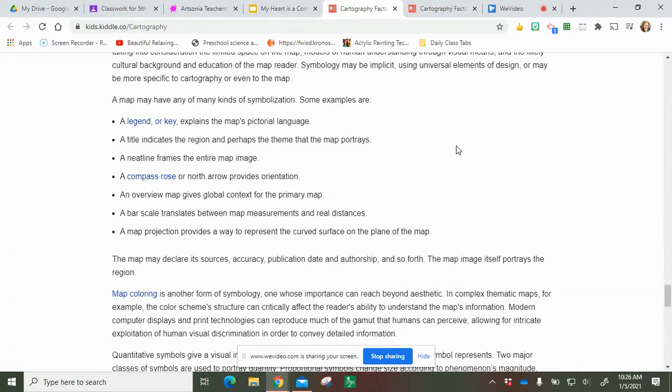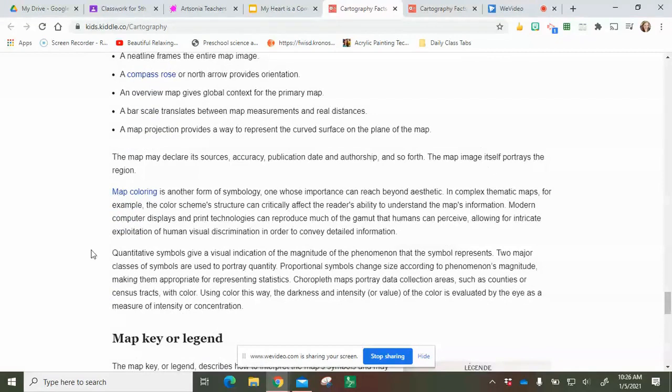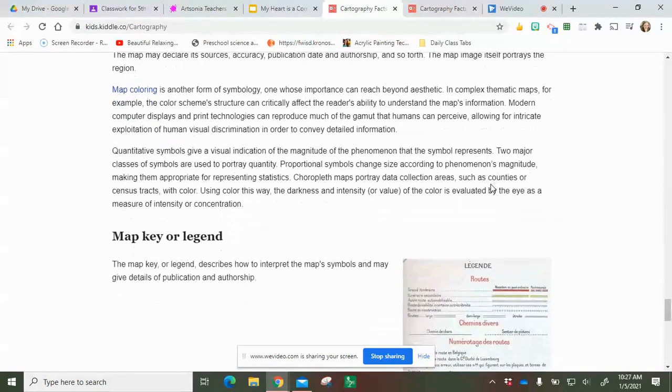Then you also have a map projection, which provides a way to represent the curved surface on a map. For our purposes, you also might want to think about map coloring, like coloring all the states a certain color, or coloring all the mountains a certain color, and then the oceans a certain color. Okay, so think about what you want to add to your map.